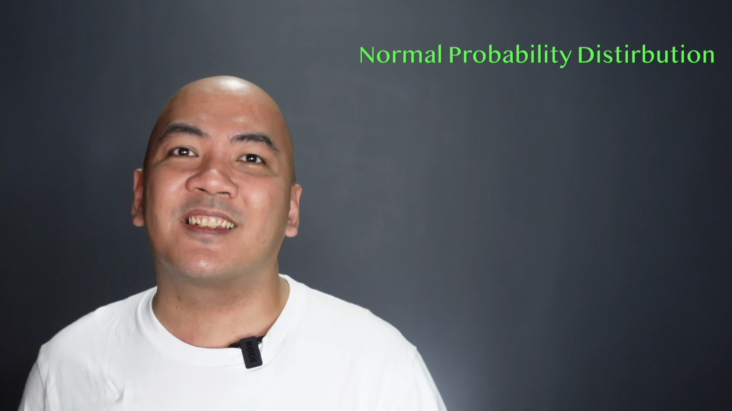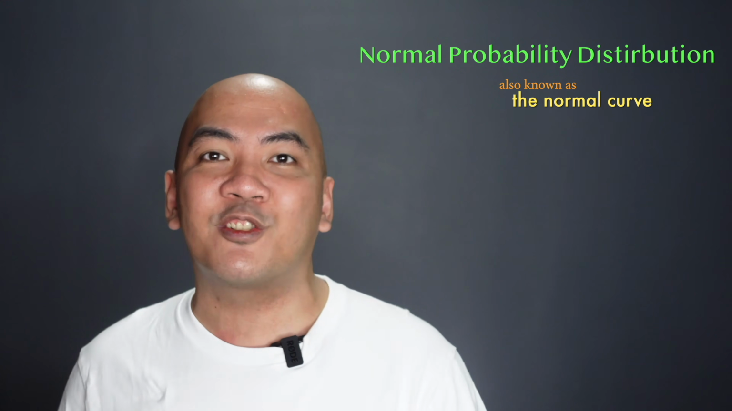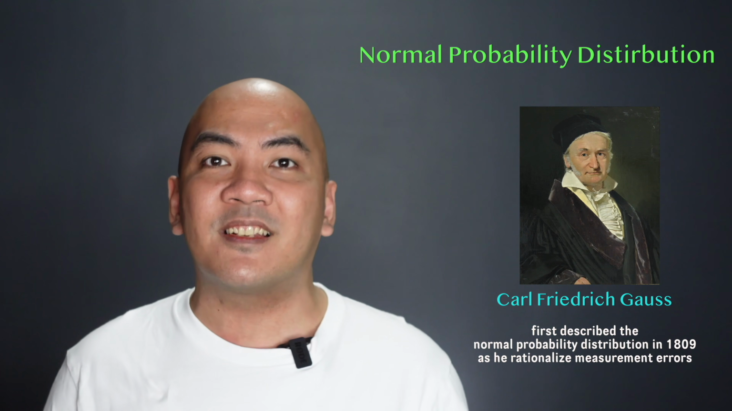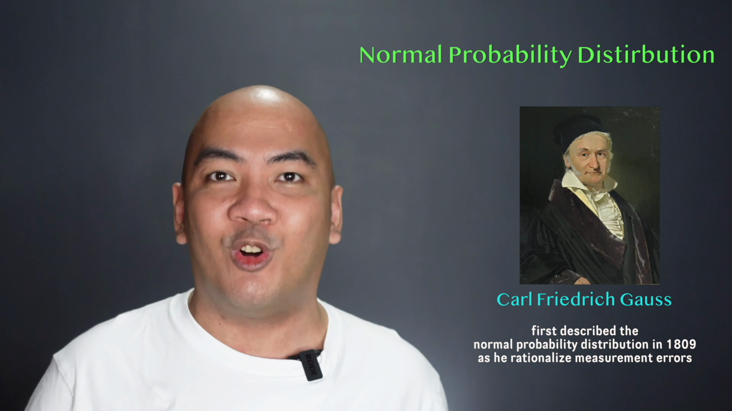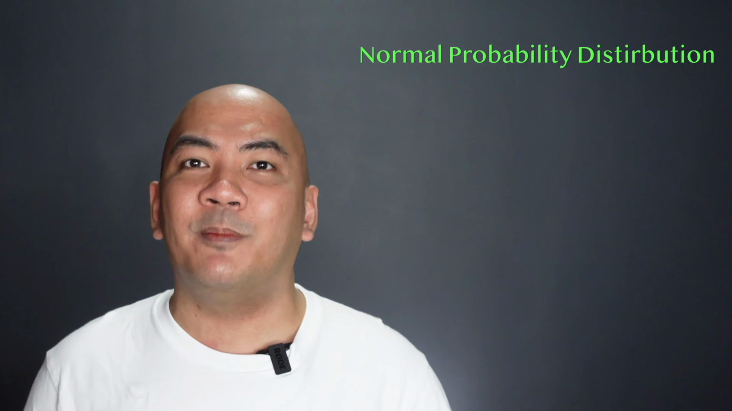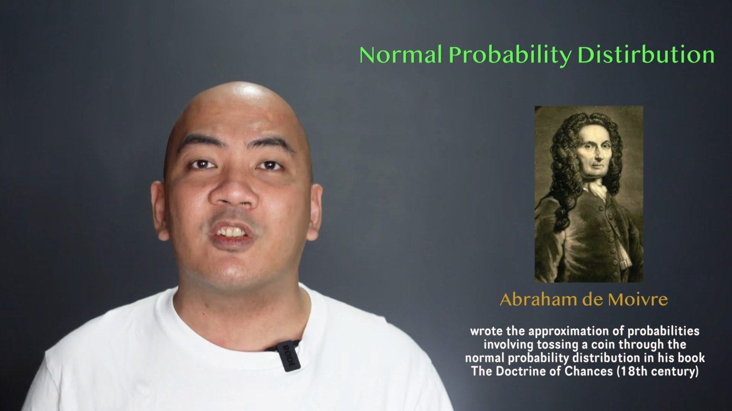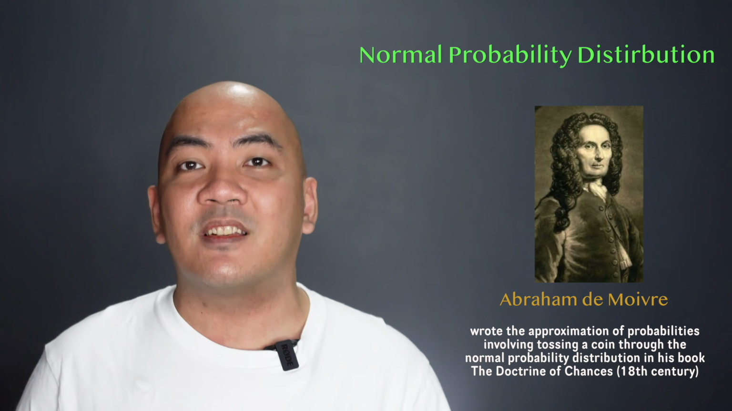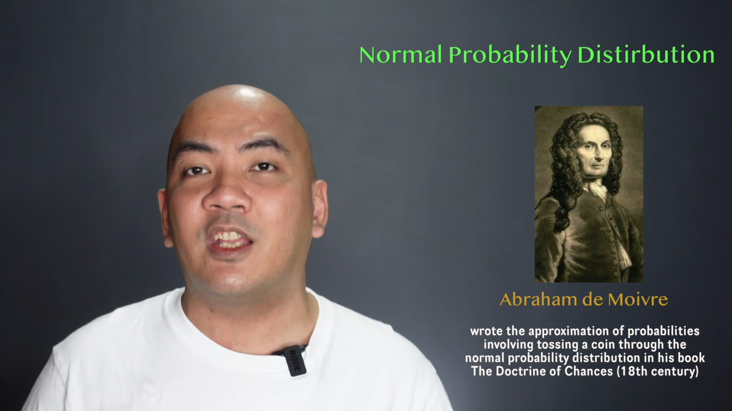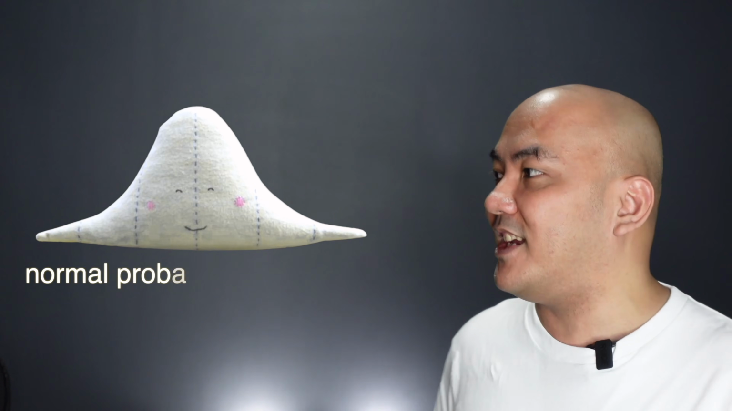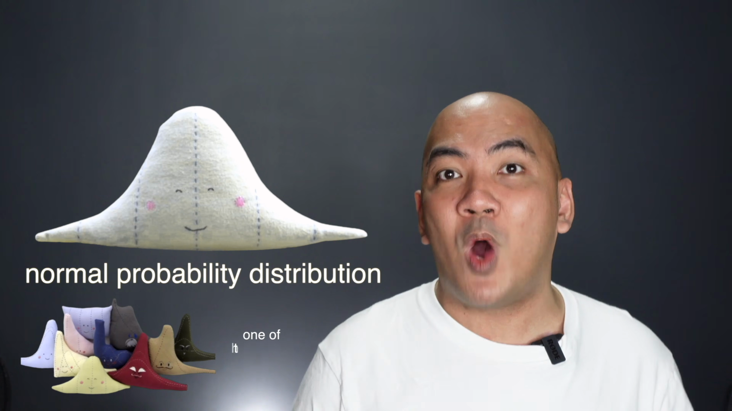The normal probability distribution, or simply the normal curve, is also known as the Gaussian curve, as it is named after Carl Friedrich Gauss, who first described it as he rationalized measurement errors. Although some textbooks attribute the discovery of this distribution to French mathematician Abraham de Moivre, because decades before, de Moivre arrived at the same curve when he published the Doctrine of Chances, where he wrote how to model the toss of a coin. Anyway, to illustrate, the normal probability distribution looks like this, a bell-shaped curve, and it is just one of the many probability distributions.